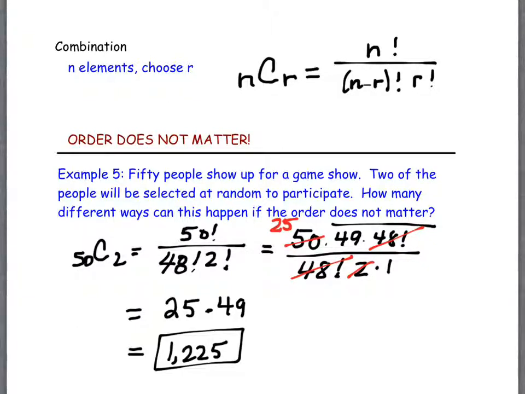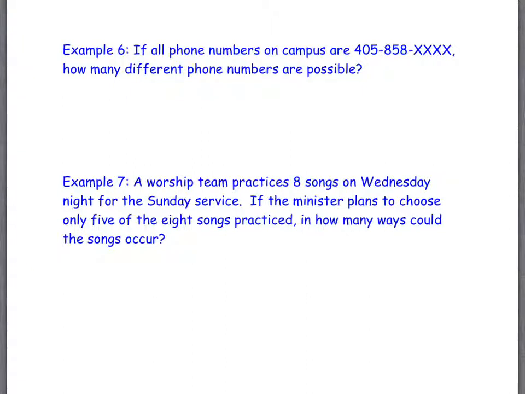Okay. So we're going to do some examples with these different arguments. Some of these, they'll tell you where the order matters. Some of them, it's you deciding. Sometimes there's a decreasing number of ways something can happen. Sometimes you can repeat values. It just depends on the context of what you're working with. So for example, example 6, if all phone numbers on campus are 405-858, and then there's 4 digits after there, how many different phone numbers are possible?